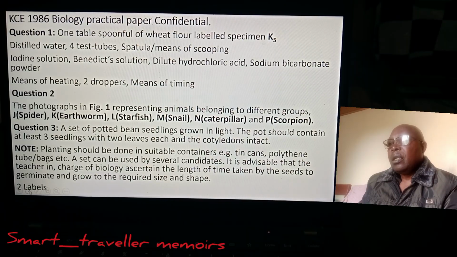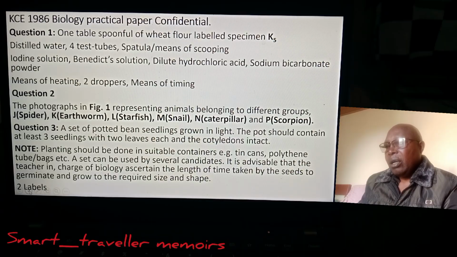Question 1, you are required to have for each candidate 1 tablespoonful of wheat flour labeled specimen K5, distilled water, 4 test tubes, spatula or means of scooping, iodine solution, Benedict solution, dilute hydrochloric acid, and sodium bicarbonate powder. Also, you require means of heating, 2 droppers, and means of timing.